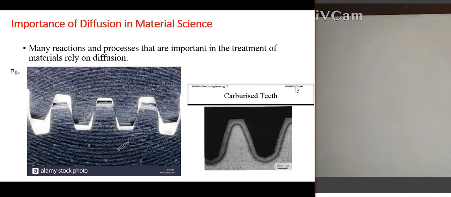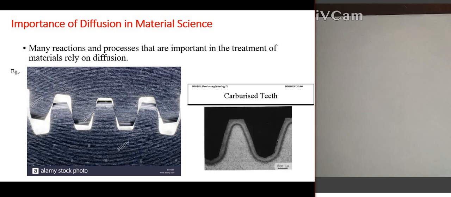So what is the importance of diffusion in material science? Many reactions and processes that are important in the treatment of materials rely on diffusion. For example, this is the teeth of a gear. During the transmission of power from one gear to another, the power transmission is by the contact, or meshing, of these teeth. When they mesh with each other, there will be wearing of the teeth profile.